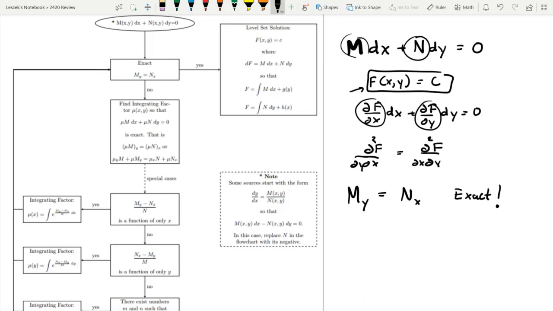So yeah, this looks good. It doesn't matter.